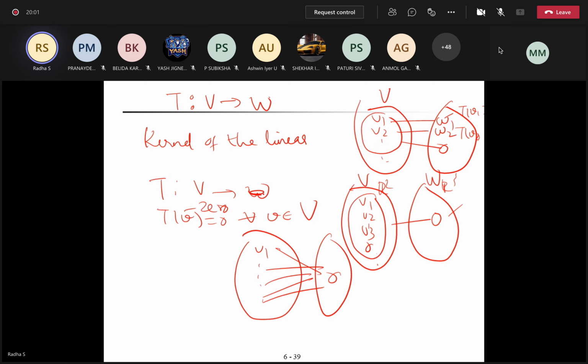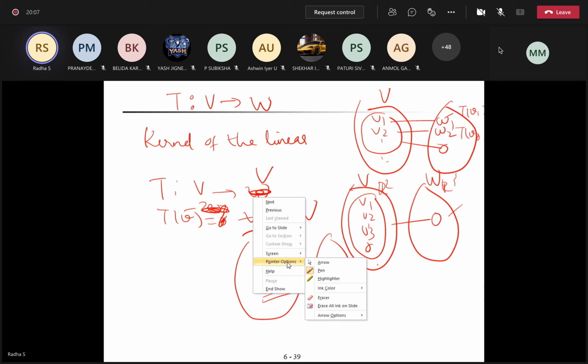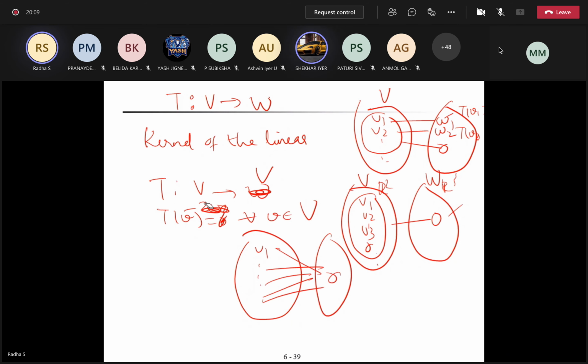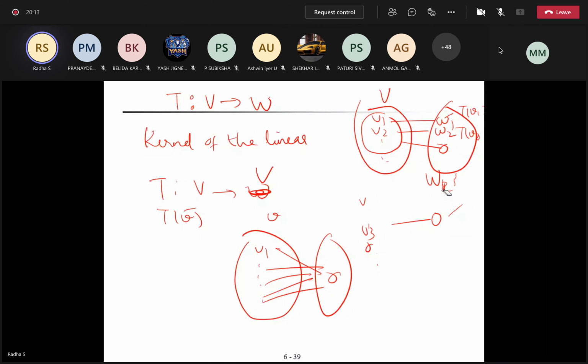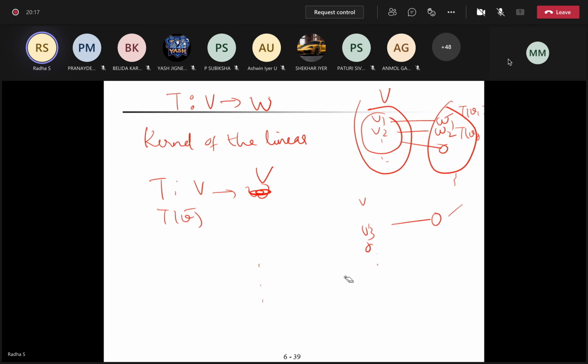Suppose I change it. Instead of this, I take V to V. What is kernel? I'm saying from the beginning, now you are asking again what is kernel? Kernel is the set of all elements in the domain which are mapped onto the 0 vector in the codomain.